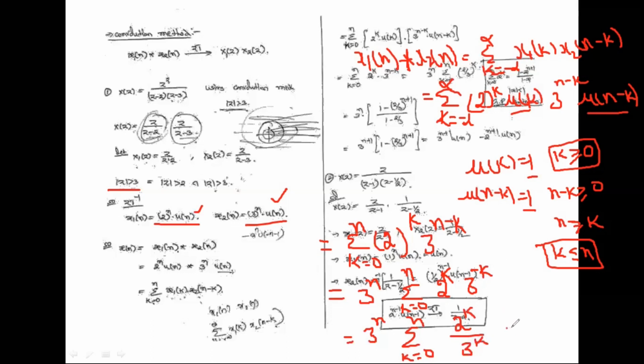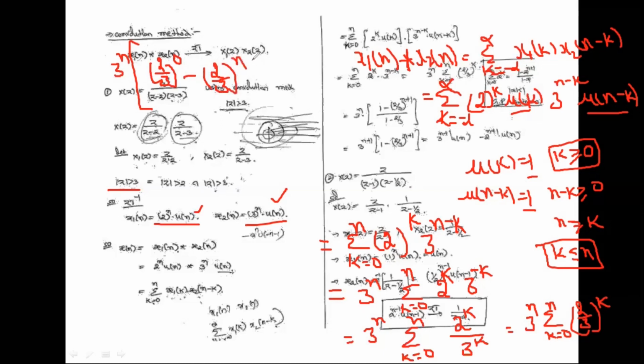because it is the inverse. That is equal to 3 power n into the sum of k equal to 0 to n, 2 by 3 whole power k. Now use the formula, sum of n equal to n1 to n2 of a power n. You know the formula is there. That is 3 power n into the whole multiple: k equal to 0 means (2 by 3) power 0 minus (2 by 3) power n2 plus 1, whole divided by 1 minus a, which is 2 by 3.